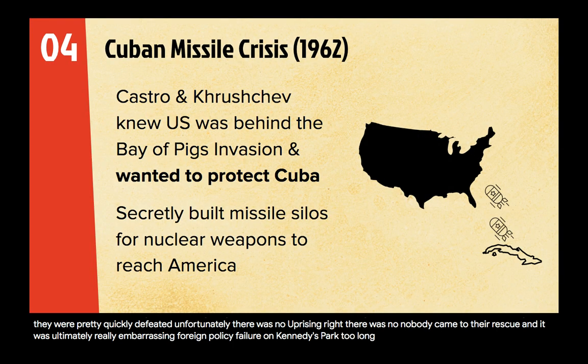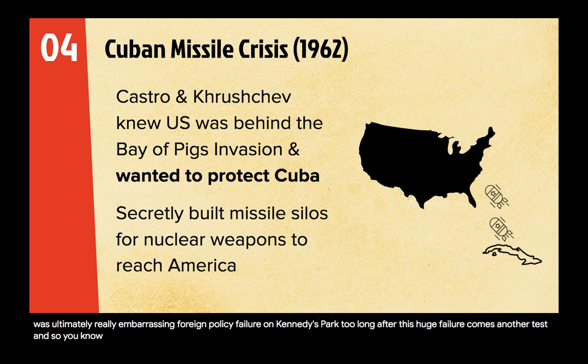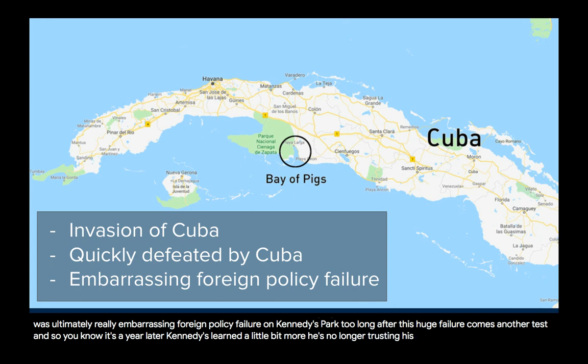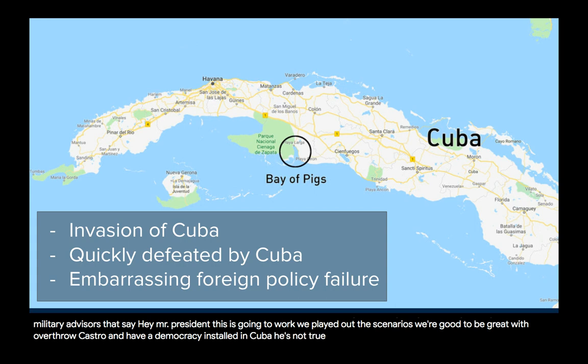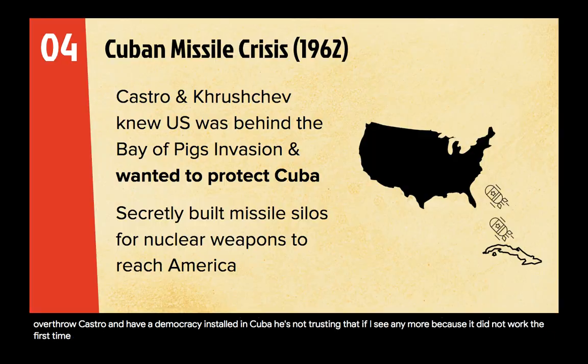Not too long after this huge failure comes another test. And so, it's a year later. Kennedy's learned a little bit more. He's no longer trusting his generals, right? His generals, his military advisors, that say, hey, Mr. President, this is going to work. We've played out the scenarios. We're good, this is going to be great. We're going to overthrow Castro and have a democracy installed in Cuba. He's not trusting that advice anymore because it did not work the first time. And so the next test is what we're going to spend the majority of class talking about.